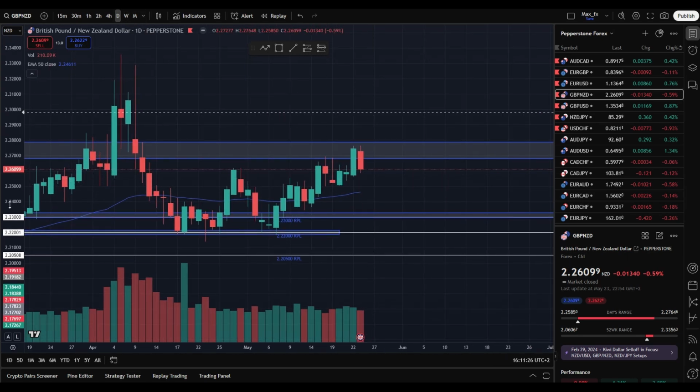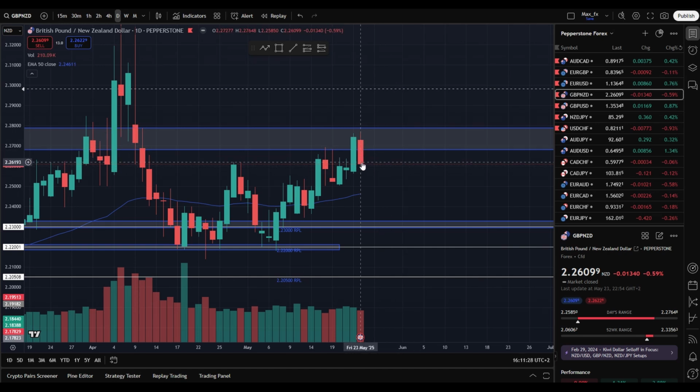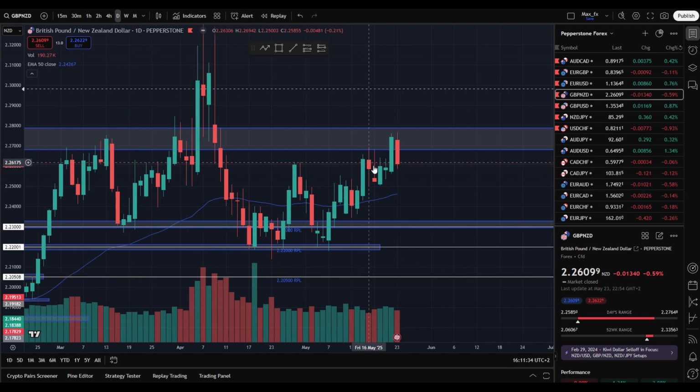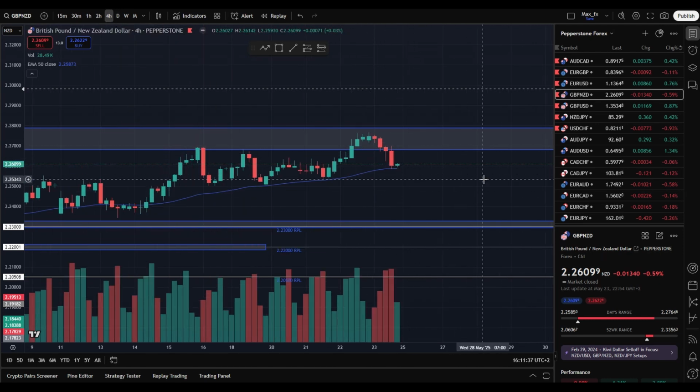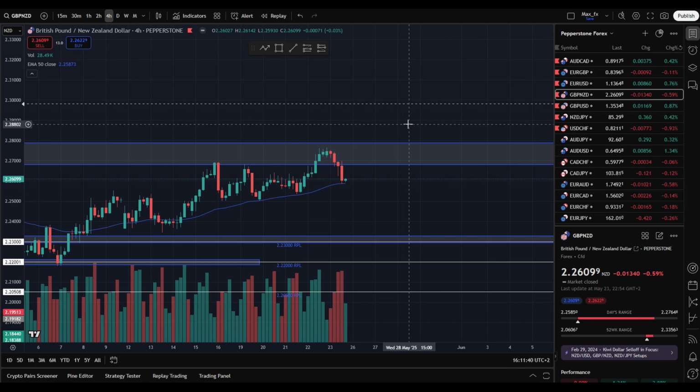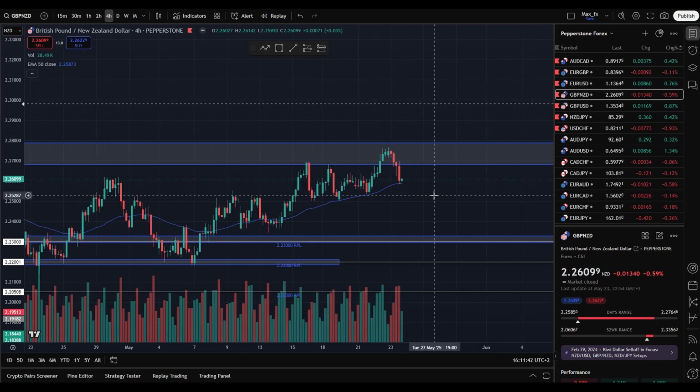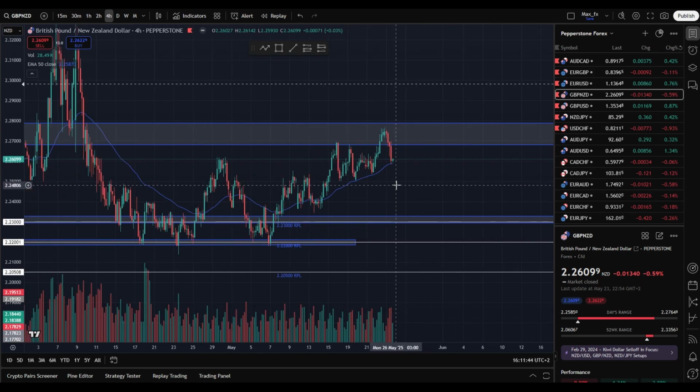We even had the daily candlestick closing red, but not engulfing a single bit of the previous day. So I do believe this is just a natural market movement. Might see a neutral day here or maybe two, and then I still do see the price potential to push even higher and hit my final take profit. So that's a small trade update to my GBP NZD trade.